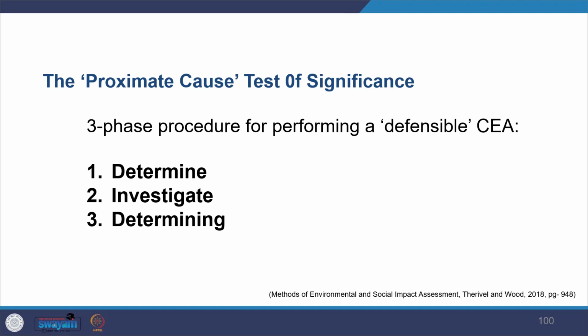So there is one, you see, the proximate cause test of significance. So you can put this test across. What does this test mean? Proximate cause test. The proximate cause test for effect prediction is based on the basic concept of proximate cause.